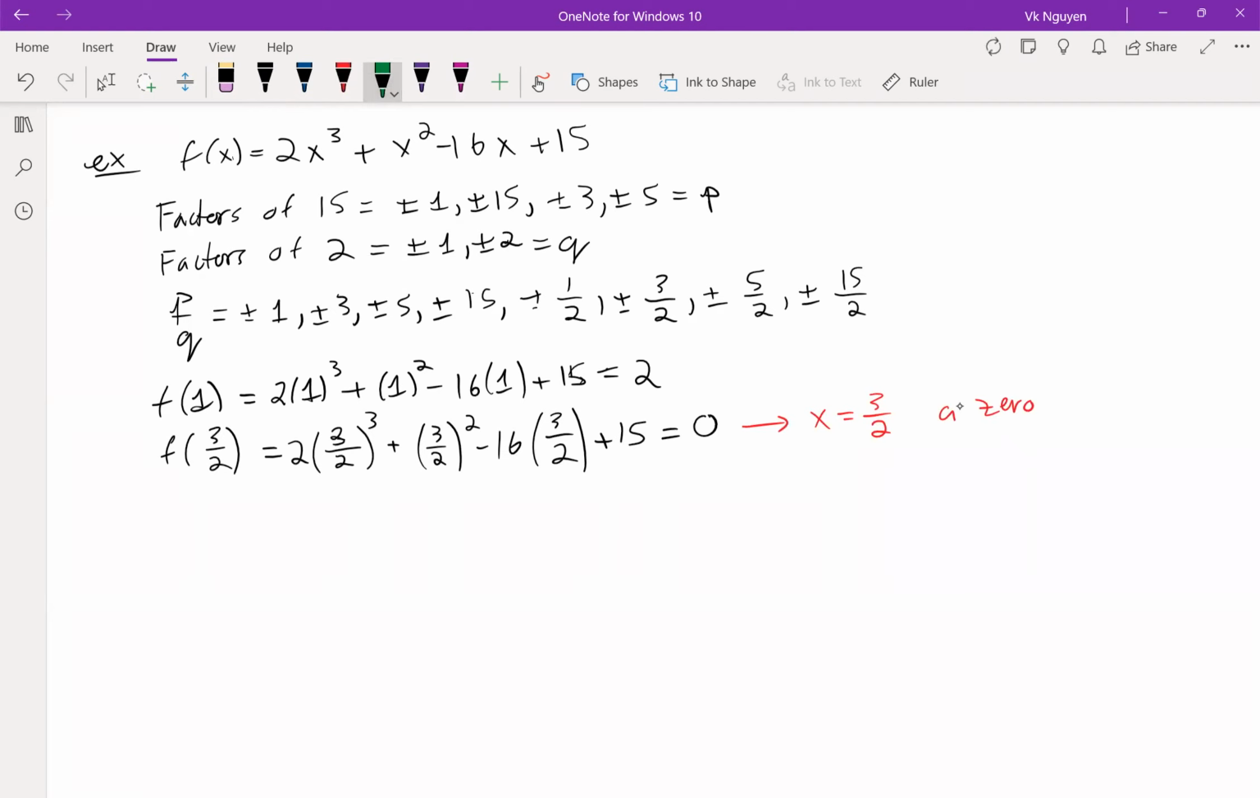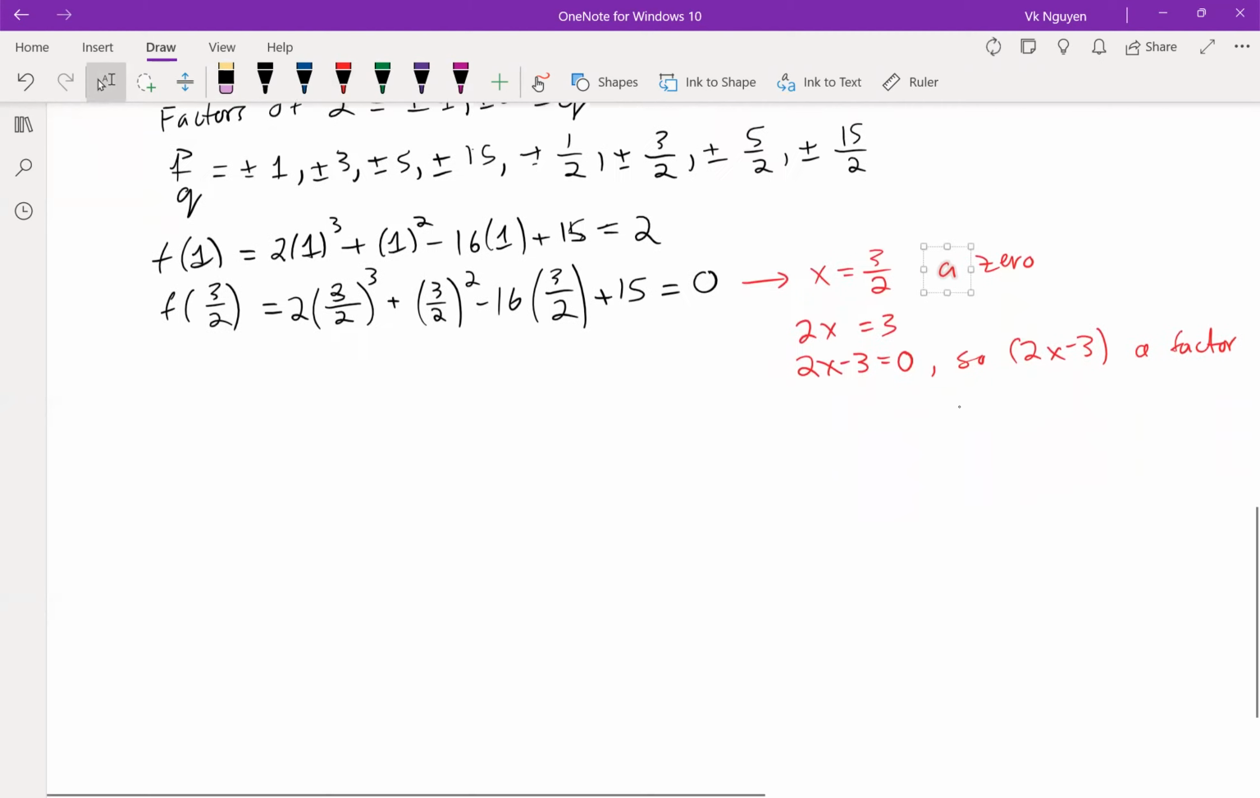So what we do next is we're going to multiply 2 on both sides. 2x equals 3. So 2x minus 3 equal to 0. That means that 2x minus 3 is a factor. The zero here is not an integer, so we cannot use synthetic division. It has to be long division.